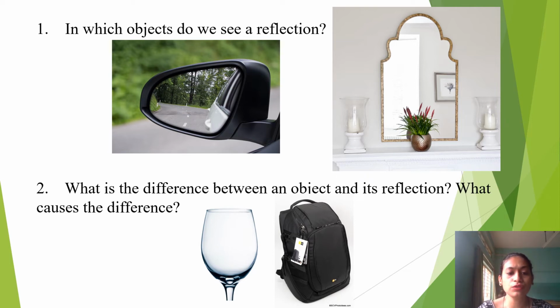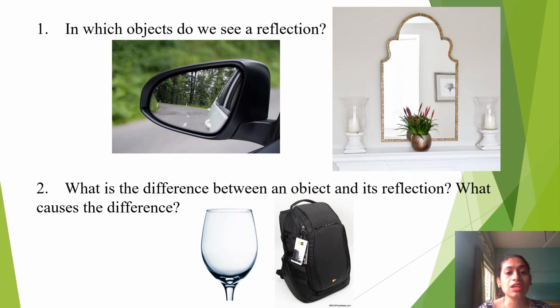Now let's see the difference between an object and a reflection. If you have a reflection, it can be erected virtually, backward or in any other form. We see ourselves in the mirror, and the image in the mirror is virtual, but you are an object and your mirror image is a reflection. So if you look right here in these particular pictures, you will see a reflection in the mirrors.